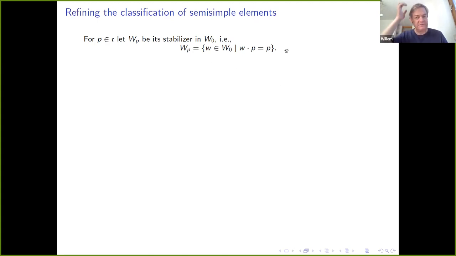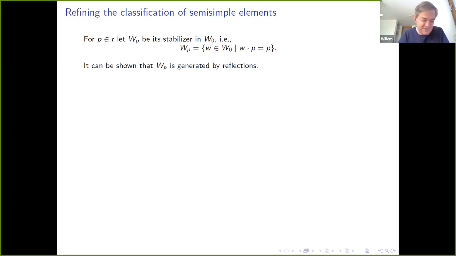So this is all from the paper by Vinberg and Elashvili, or the ideas, not the application to this particular case. If you take an element P of your Cartan subspace, you look at its stabilizer in W naught. So W_P consists of all elements that stabilize P. And it can be shown that this W_P is generated by reflections, because W naught is a Weyl group. It's generated by reflections.